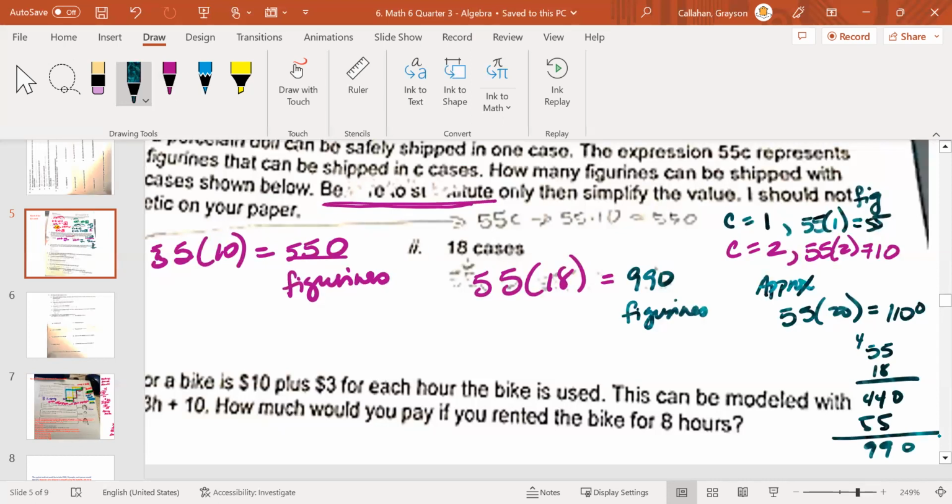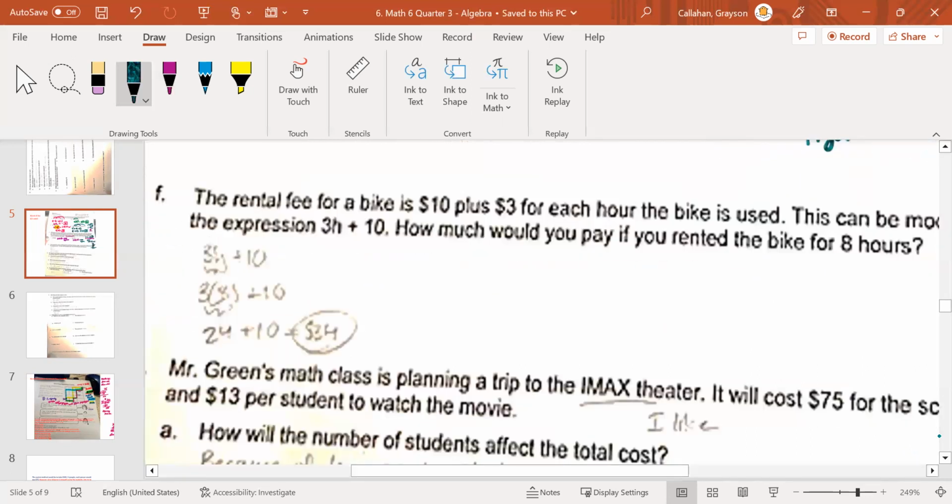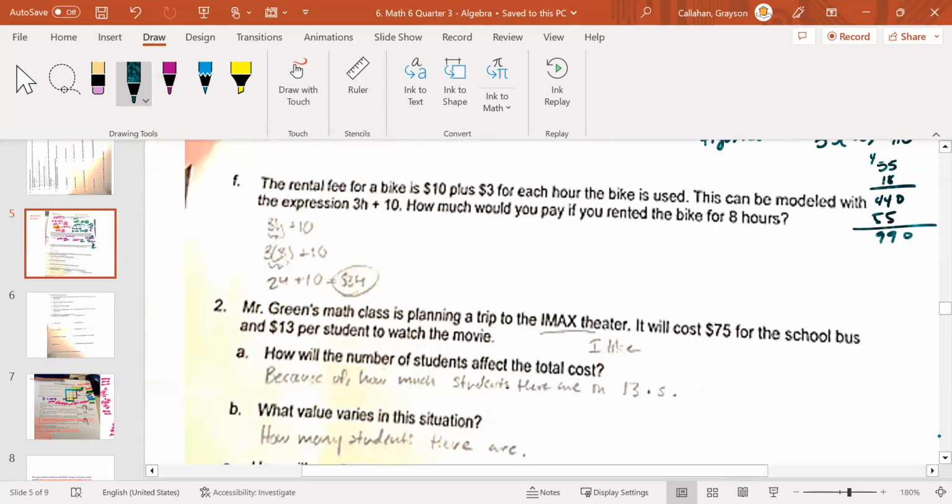Okay. The rental fee for a bike is $10 plus $3 for each hour the bike is used. This can be modeled with the expression 3h plus 10. So the 3 here is from the $3 for each hour, and 3 times h is the number of hours, right? So 10 is just going to be a flat fee, okay? So even if you do it for 1 hour, it's still 10 plus 3 times 1. If you rent the bike for 100 hours, it's 3 times 100 plus 10, right?